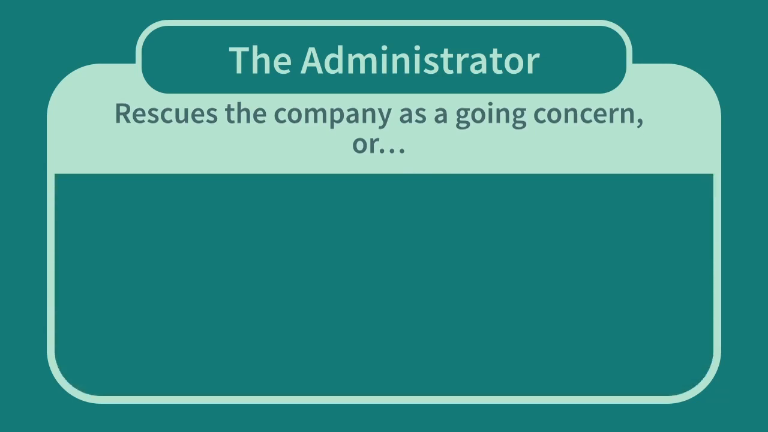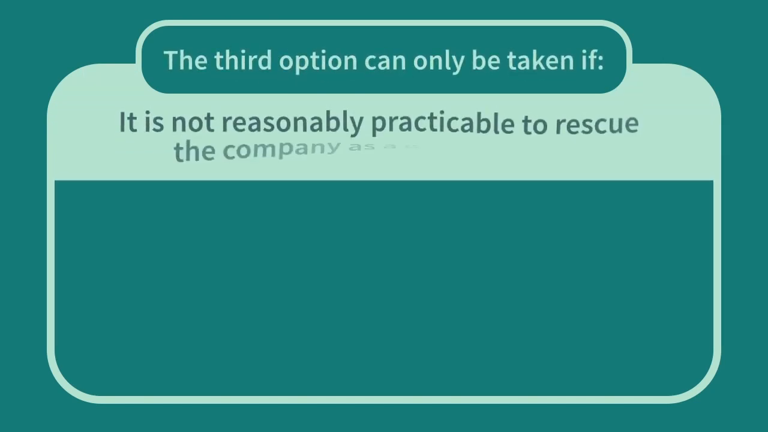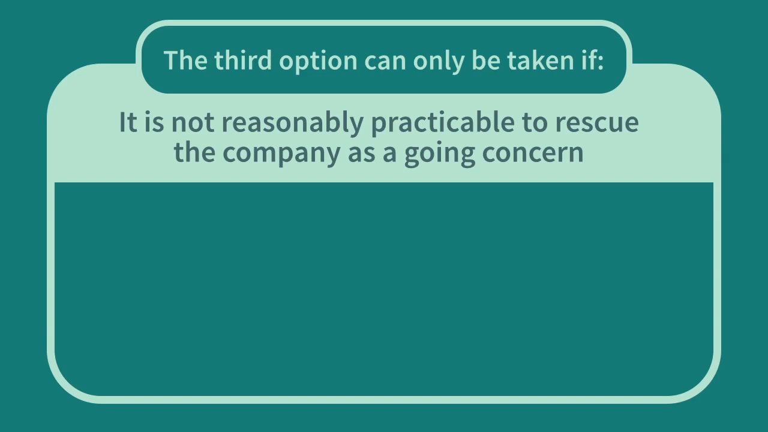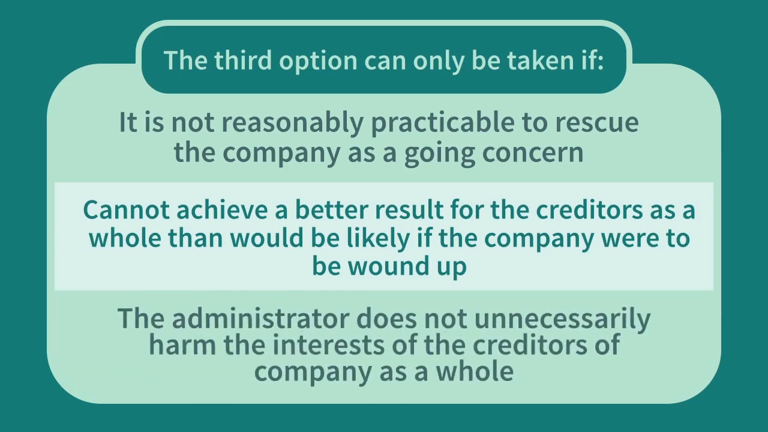The administrator is only permitted to pursue the third option where he thinks it is not reasonably practicable to rescue the company as a going concern, and he thinks that he cannot achieve a better result for the creditors as a whole than would be likely if the company were to be wound up, and, finally, if he does not unnecessarily harm the interests of the creditors of the company as a whole.